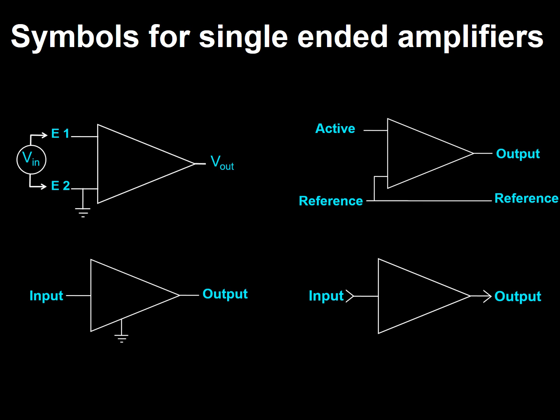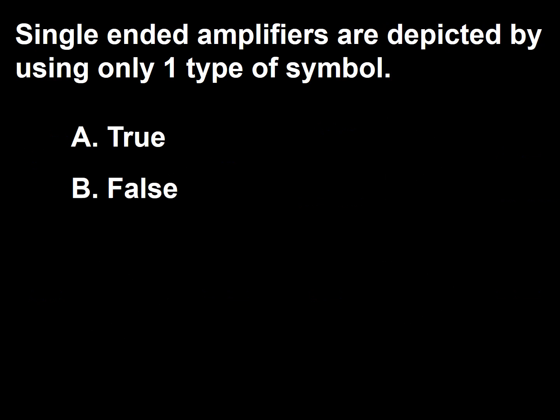So single-ended amplifiers, in this frame represented by 4 different symbols, whether written or understood, are always connected to a ground or neutral point at the input and at the output. Remember, voltage cannot exist without a reference point. So the answer to this question is false.